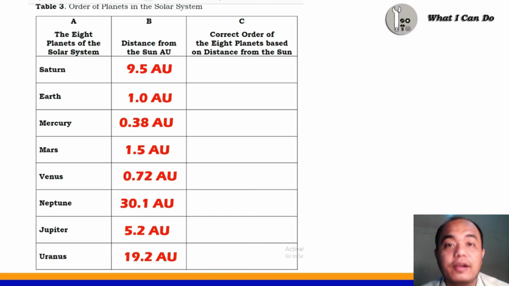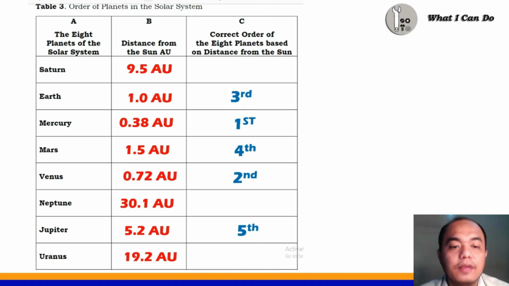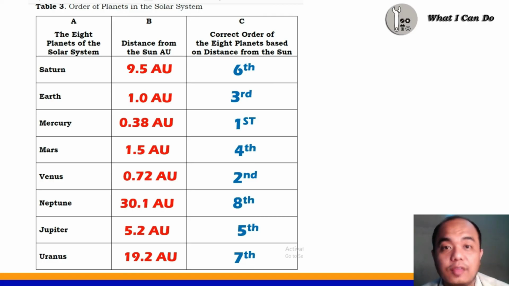So we will arrange now. First, we have Mercury. Second is Venus. Third is Earth. Fourth is Mars. Fifth is Jupiter. Sixth is Saturn. Seventh is Uranus. And Neptune is in eighth position.